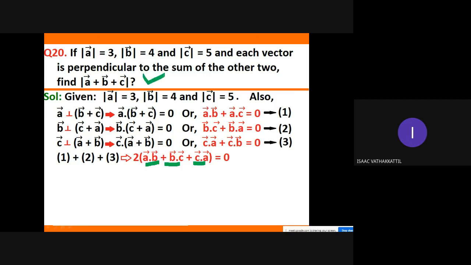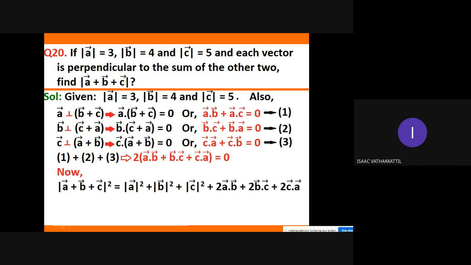What is magnitude A plus B plus C squared? It is A dot A plus, that is magnitude A squared plus magnitude B squared plus magnitude C squared plus 2 into, and this much quantity we have is 0 here. And we substitute magnitude A, magnitude B, magnitude C, and that is nothing but 50. So magnitude A plus B plus C is root 50 or 5 root 2.